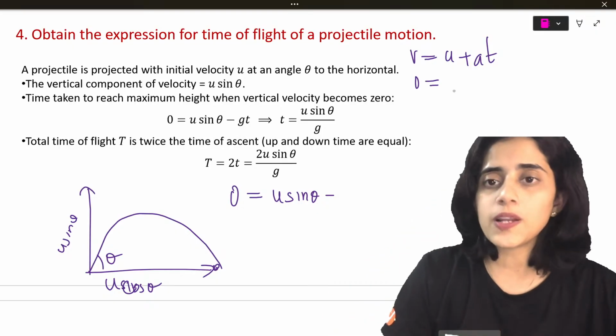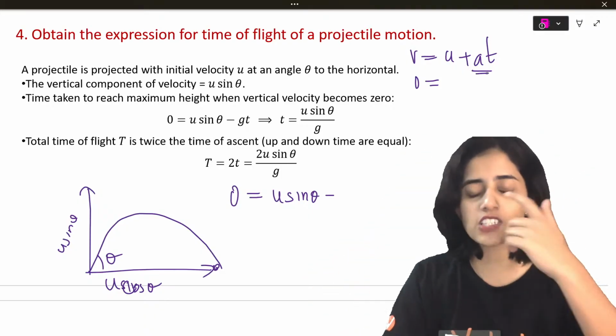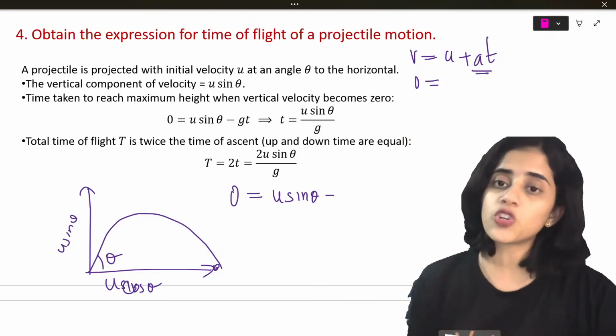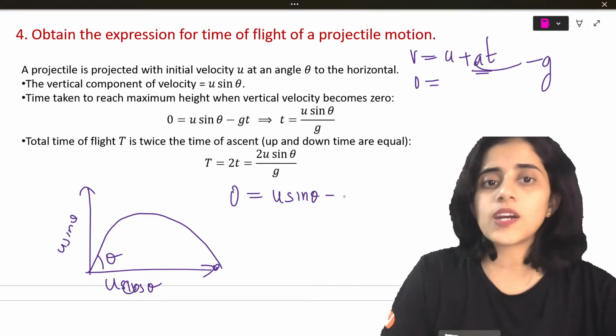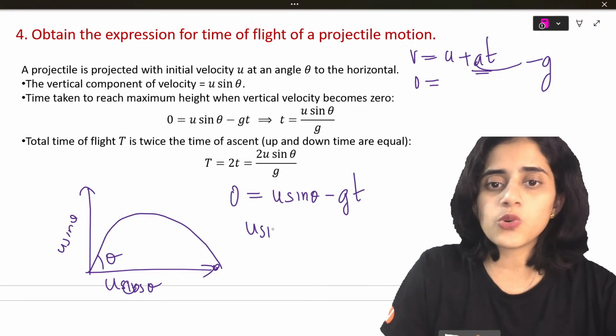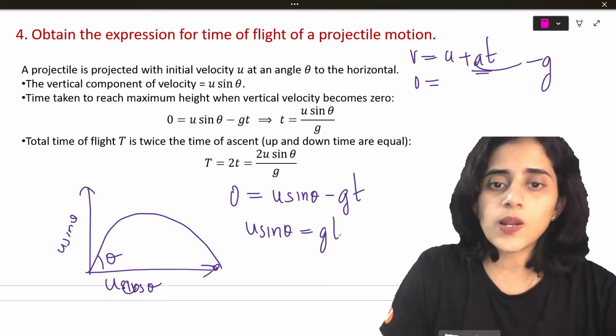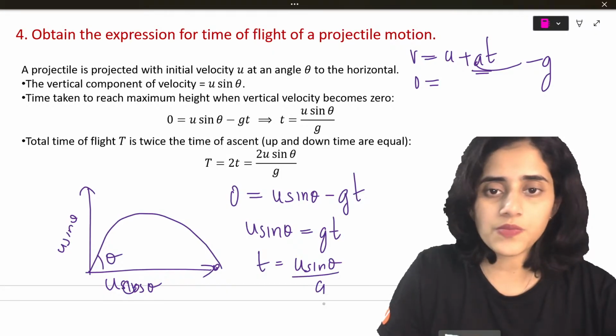So 0 is equal to vertical velocity initially, which is u sine theta. Now acceleration, you are going against gravity because you are going up. So acceleration will be minus g. That is why this becomes minus g into t. So from this, u sine theta is equal to gt. T is equal to u sine theta by g.